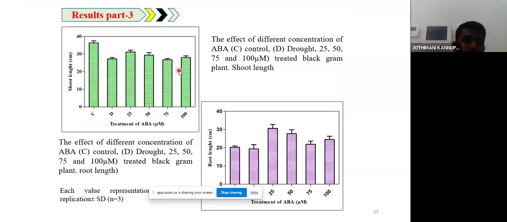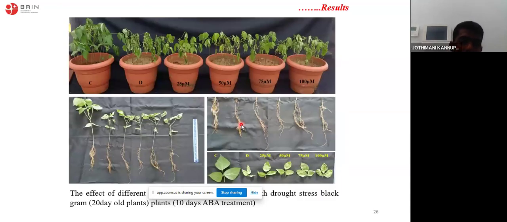This graph illustrates that drought stress significantly reduced both shoot and root length in the black gram plants. However, treatment with different concentrations of abscisic acid, ABA, potentially mitigated the effect of this stress, with 25 micromolar ABA leading to partial recovery in both shoot and root length. This figure shows the morphological changes of different concentrations of ABA treated plants under drought stress condition.